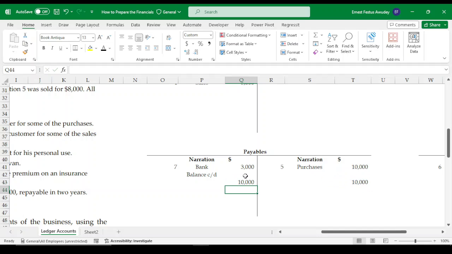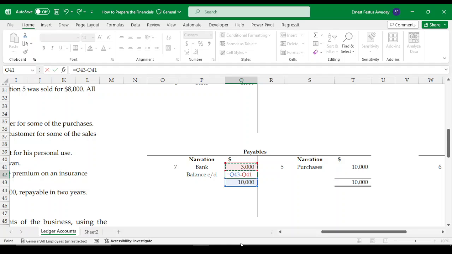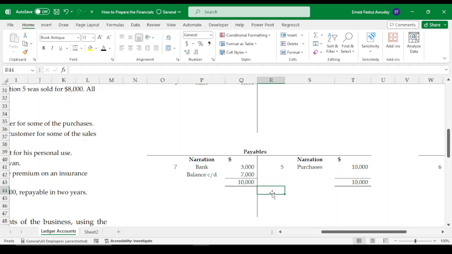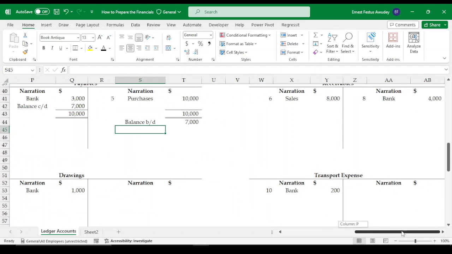And now what's the balance carried down? First of all, let me insert my border for the totals. Now, what's the balance carried down? It is going to be equal to the difference between the totals. So what's the total? This is the total, and I'm going to select the 3,000, which is the total for the debit side, and this is the difference of 7,000. All right. Then I'll come here and write my balance BD, and that is going to be referencing this 7,000 right here. Okay, we move on.